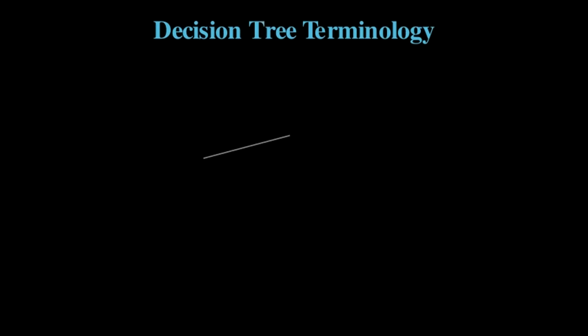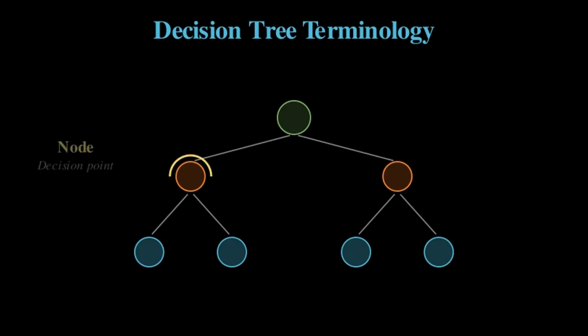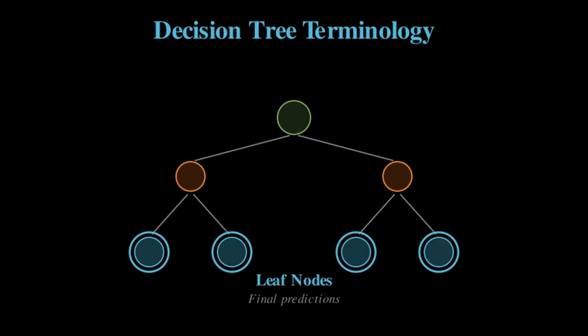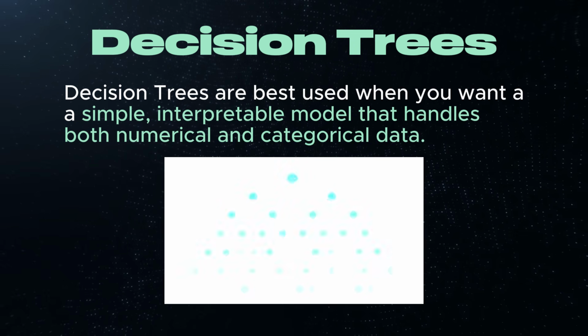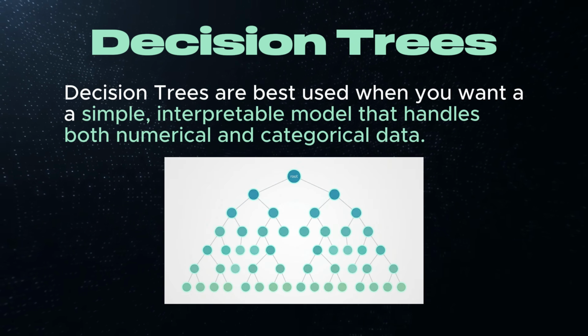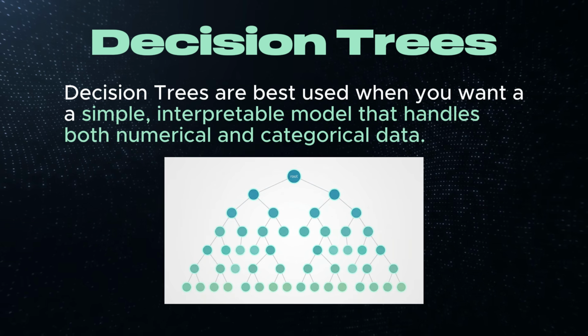Each point where the tree makes a decision is called a node. The very first node at the top is called the root node. It's the most important split in the entire tree. The final nodes at the bottom, where the predictions live, are called leaf nodes. Decision trees are most useful when you need a model that is easy to interpret and explain. You can literally follow the branches and see exactly how the prediction was made.